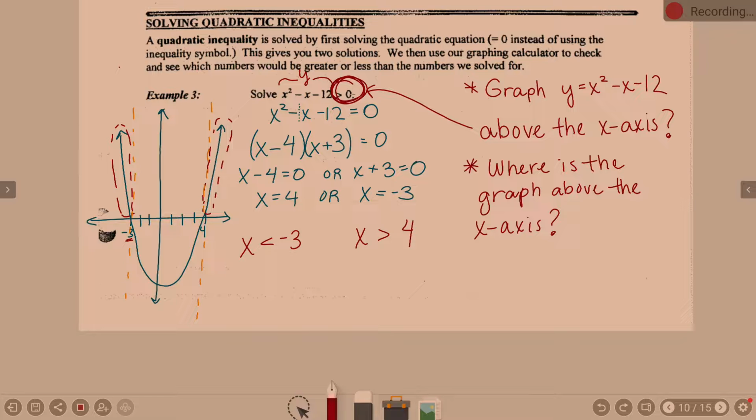The shading's going out, and so this reminds us of an or statement. Does it make sense that it might be an or statement? What was our original sign? It was greater than, yes? So it makes sense that it would be an or statement.